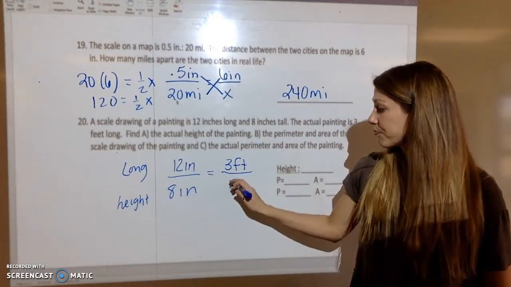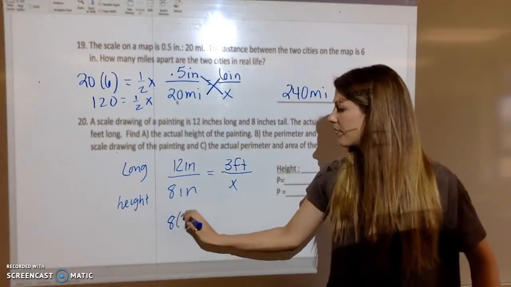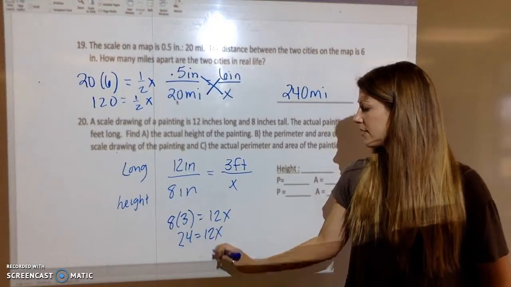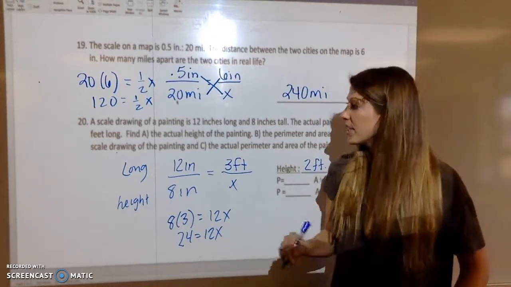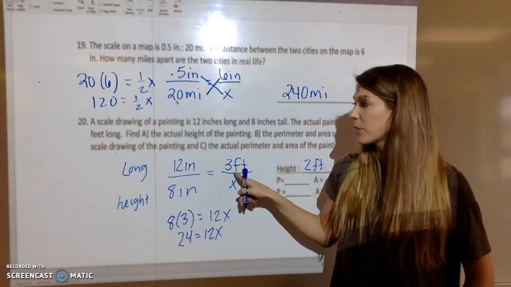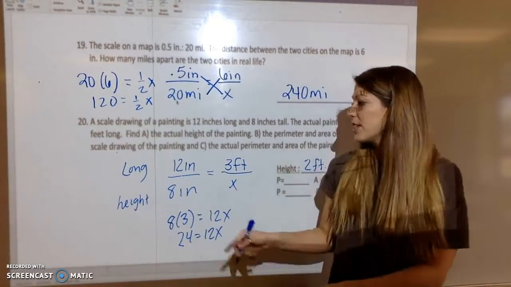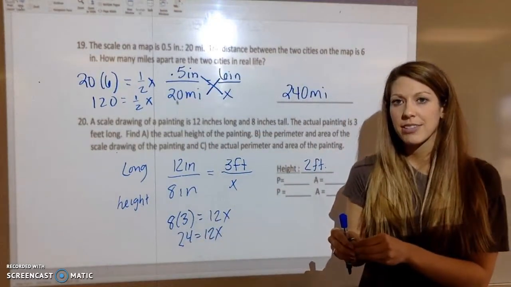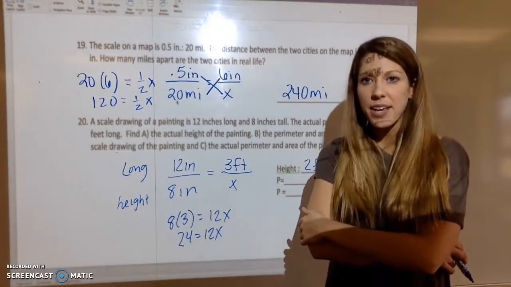So let's see. Again, you can set up and cross multiply here. We can take 8 times 3 equals 12 times x. So 24 equals 12x. So x equals 2 feet. That's one way to do it. Another way to do it is if this length is 12 inches, that's 1 foot, and it's 3 feet in real life. So in real life, it's 3 times as big as it is in the scale. So if the height is 8 inches, 3 times that is 24 inches. And 24 inches is 2 feet. So that's another way to think about it. Again, multiple different ways to get to the same answer.